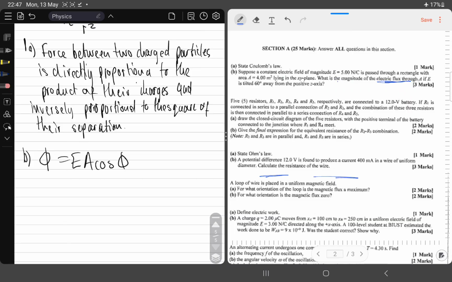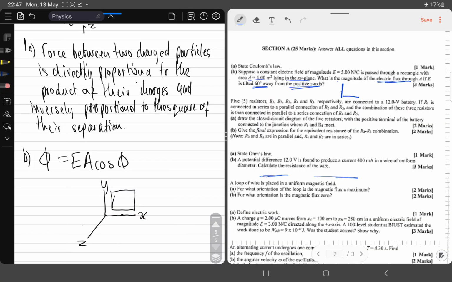So here, what is the magnitude of electric flux through A, if E is tilted 60 degrees away from the positive Z axis? Okay, so here, let's put them. It's a 3D thing, so let me put it here. It's like this. That's what your 3D looks like. Here you have your Y, here you have your X, and here you have your Z. So now they're saying that the area is lying in the XY plane. So I'm going to say the area is like this. It's in the XY plane.